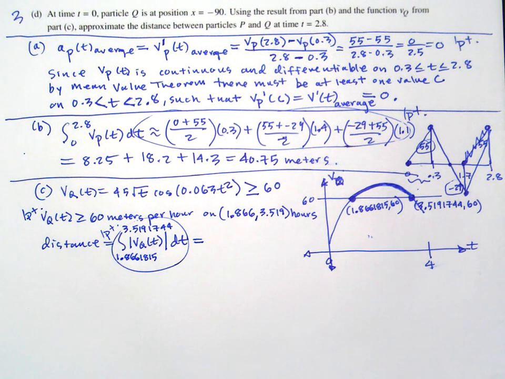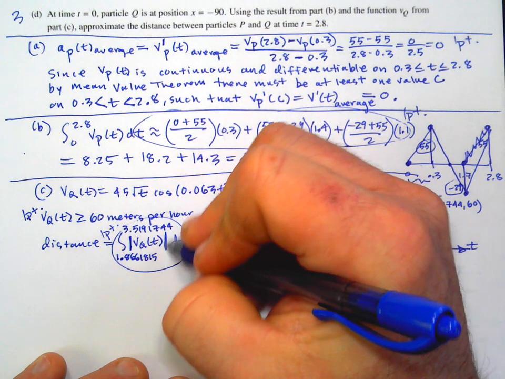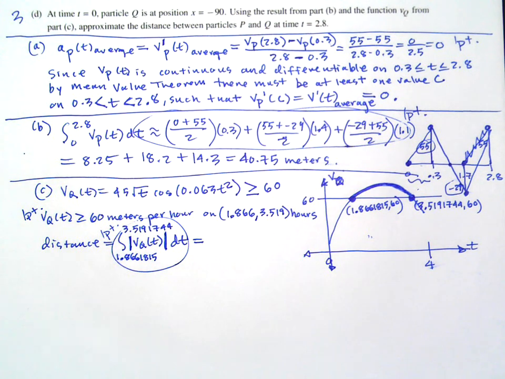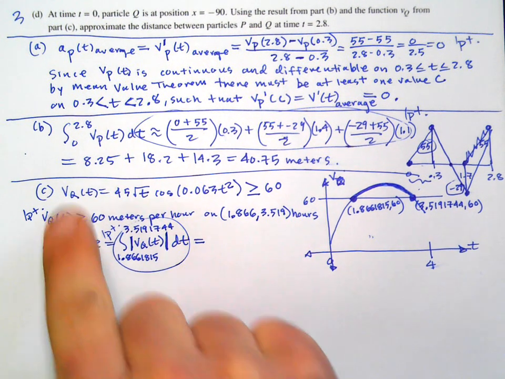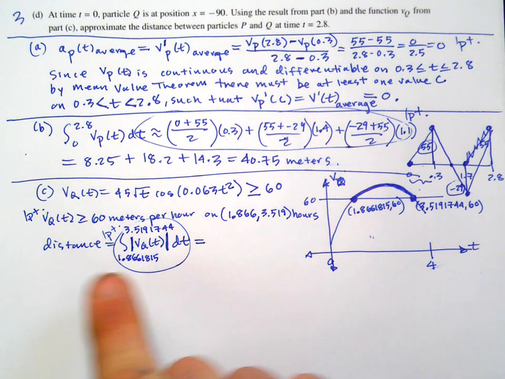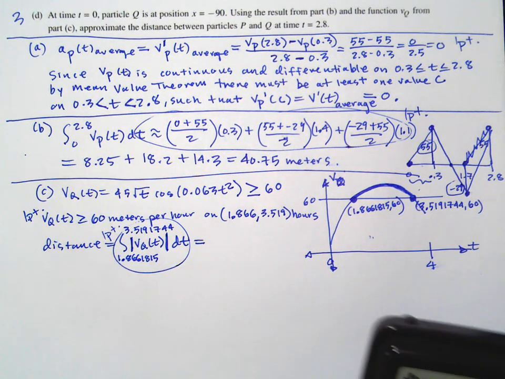Okay. The setup, you need the absolute values. If you don't, that's not distance, that's displacement. You need to put V sub Q, or you could write the whole thing in there, but the quicker way is to name it V sub Q, because otherwise it's not clear if it's V sub Q or V sub P.